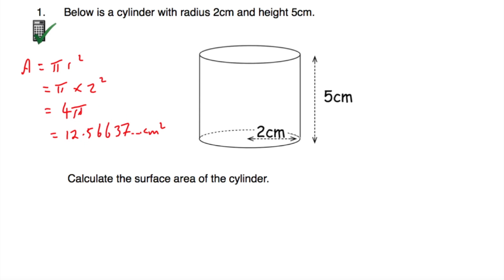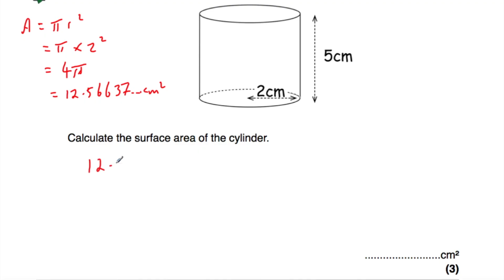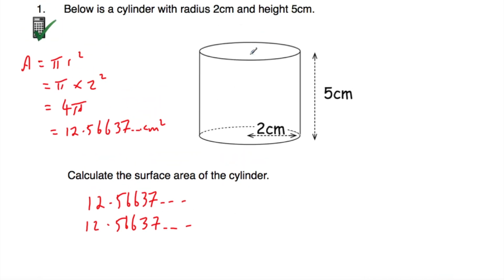So in terms of the surface area of the cylinder, we're going to do 12.56637 and so on, plus 12.56637 and so on, or you could do 4 pi plus 4 pi. That's the area of the top and the area of the bottom. Now we want to find the area of that curved face. The area of that curved face will be the circumference of the circle times the height of the cylinder. Remember, that's a rectangle if you roll it out, the length of the rectangle is the circumference of the circle, and the height of the cylinder is the width of the rectangle. If you times them together, that gives you the area of that curved face.